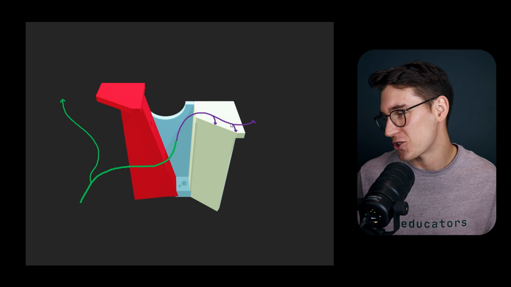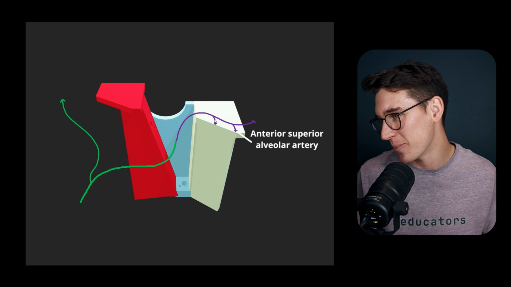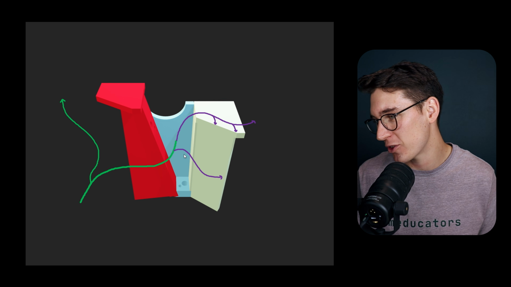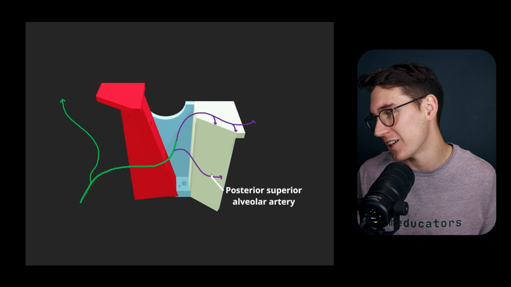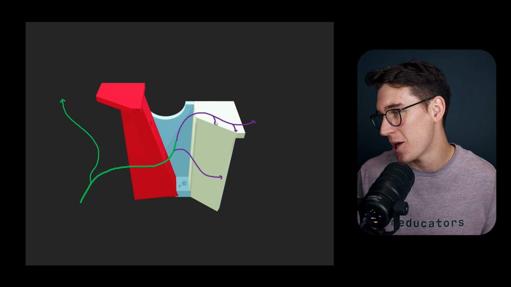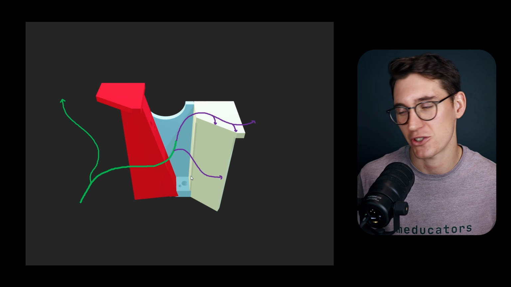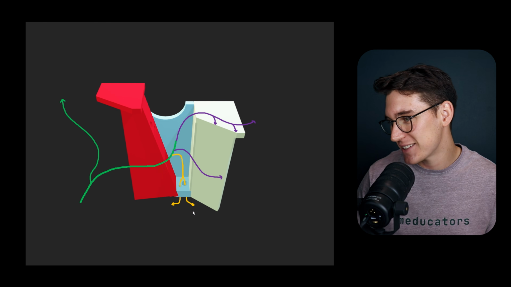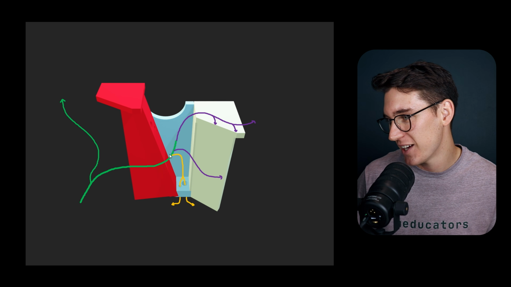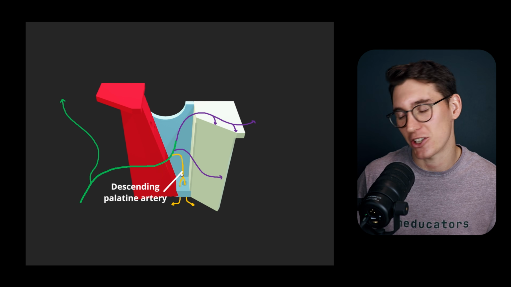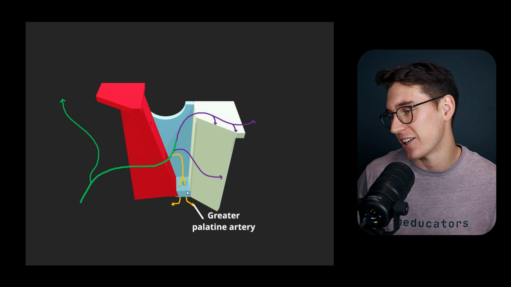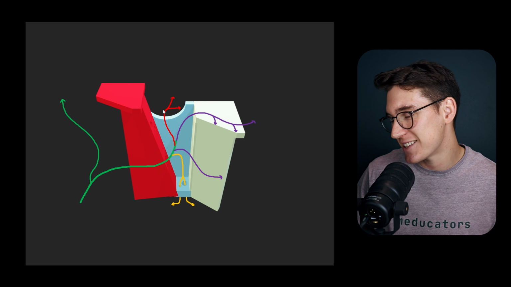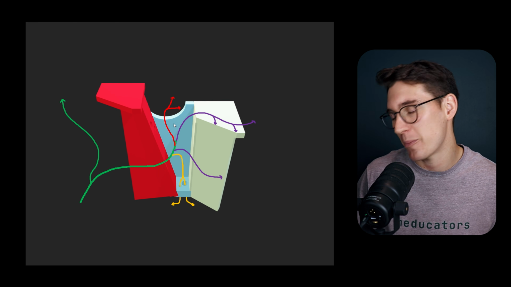Now the infraorbital artery gives off 2 branches, an anterior and a middle superior alveolar artery. We also have a separate branch coming off the maxillary artery here, which is the posterior superior alveolar artery. So we've got an anterior, middle, and posterior superior alveolar artery. We then have a branch that heads down inferiorly, bifurcates, and heads through the greater and lesser palatine foramina respectively. This is what's known as the descending palatine artery, and it separates into a greater palatine artery and a lesser palatine artery.